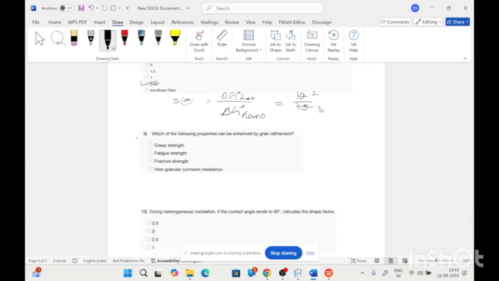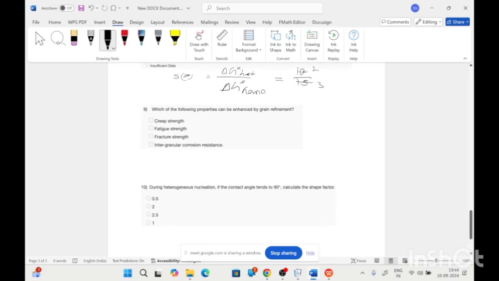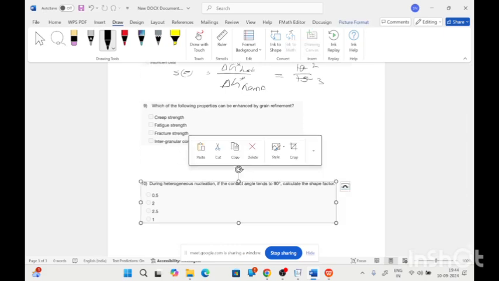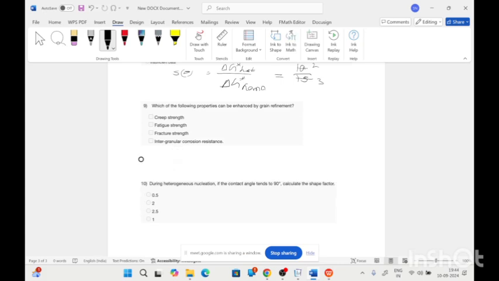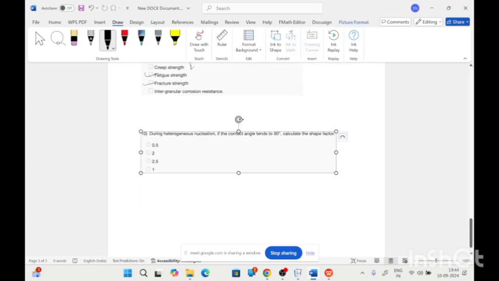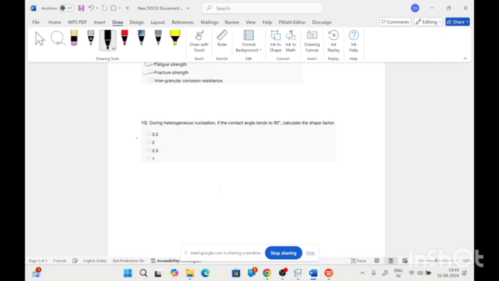In the ninth question, which of the following properties can be enhanced by grain refinement? From grain refinement, fatigue strength increases, fracture strength increases, and creep strength decreases. So only the B and C options are correct. In the 10th question, during heterogeneous nucleation, if the contact angle tends to 90 degrees, calculate the shape factor. So for 90 degrees, the heterogeneous nucleation shape factor will be 0.5.